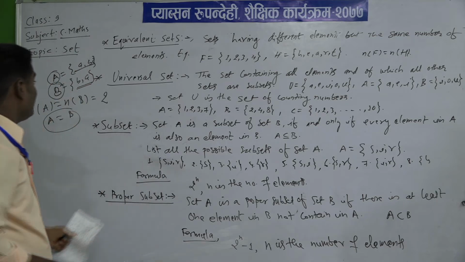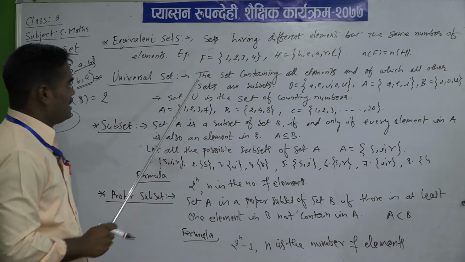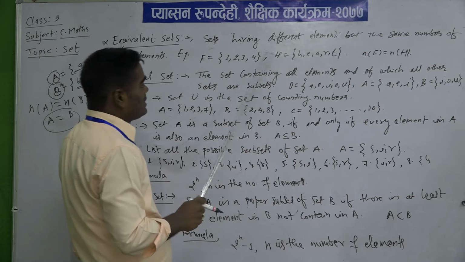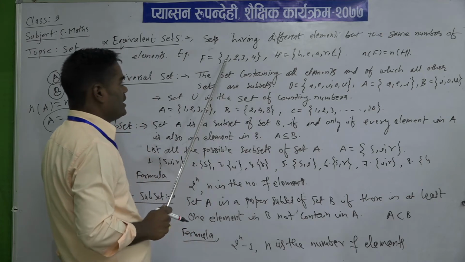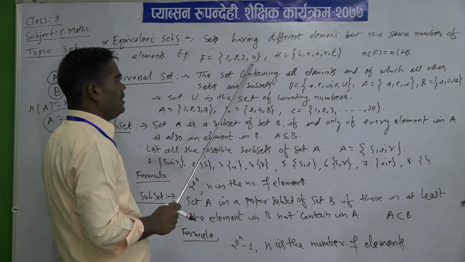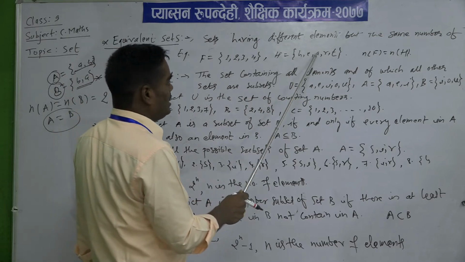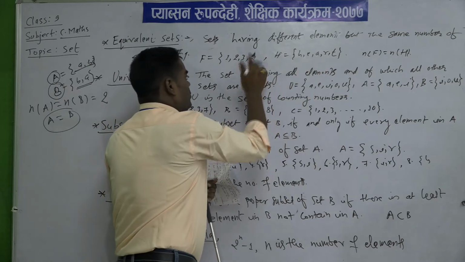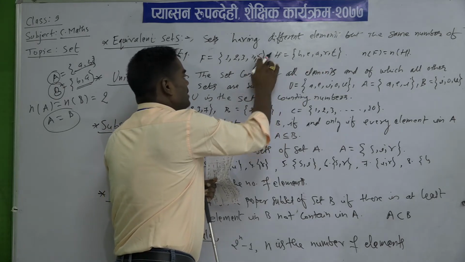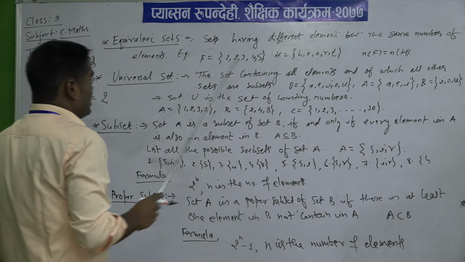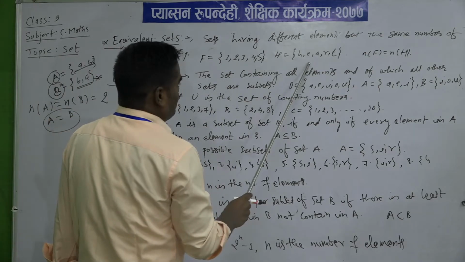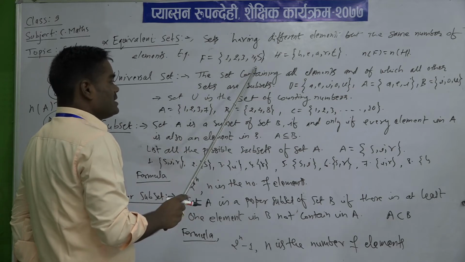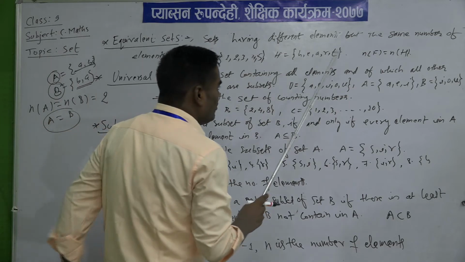But here it is a little bit different in equivalent sets. These are sets having different elements, but the number of elements is the same. If you count here, 1, 2, 3, 4, 5. So here I put one more element, 5. Here the elements are not the same, but their cardinal numbers are the same. Here there are 5 elements and here there are also 5 elements.